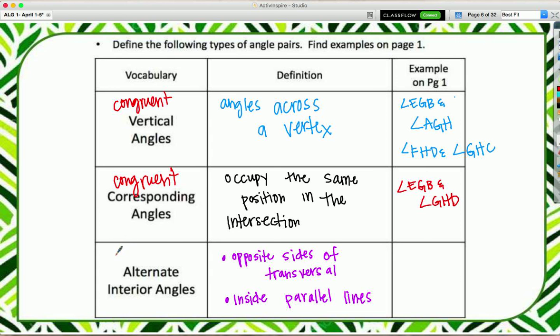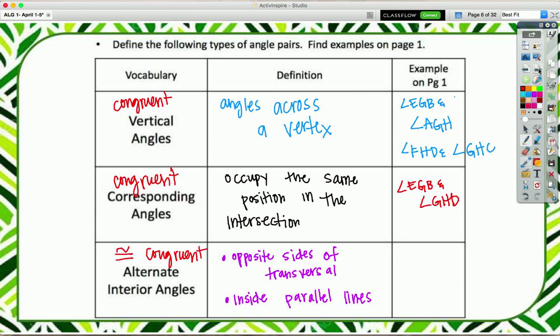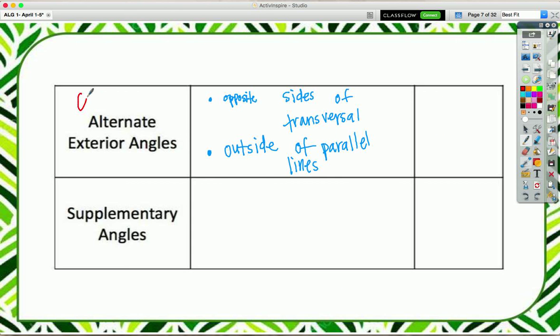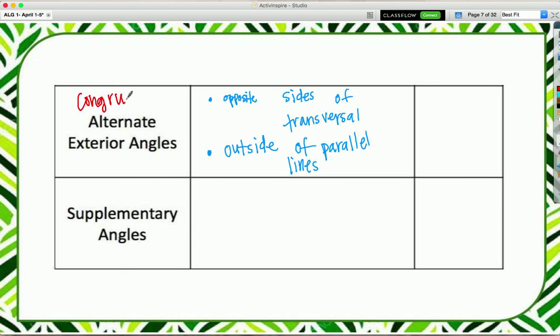In fact, if you want to learn a symbol, I think the two lines with the line over it, I'm pretty sure that means congruent. It's been a while, but I'm going to write congruent. And congruent. So now we get to this last box.